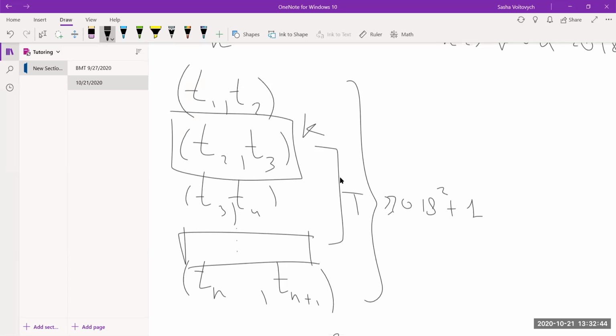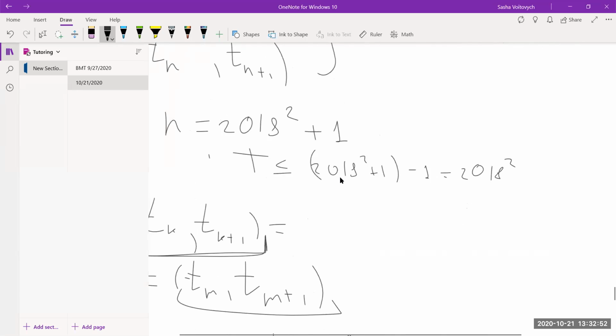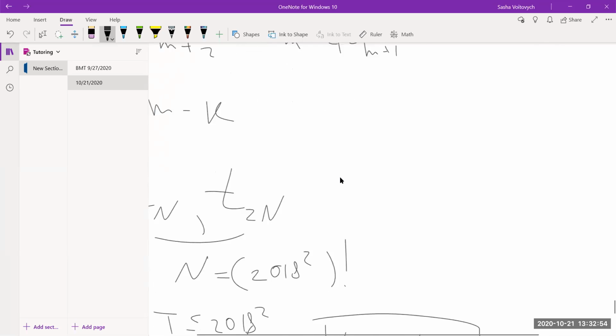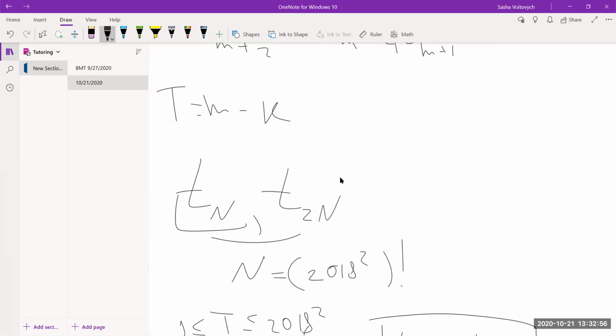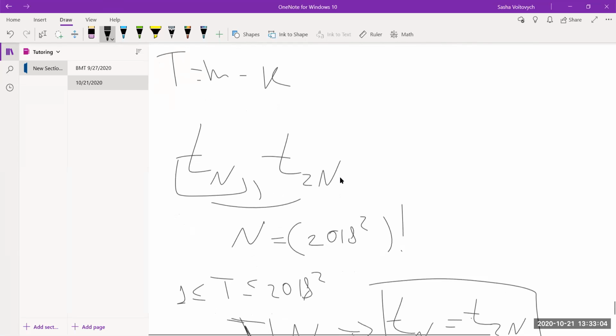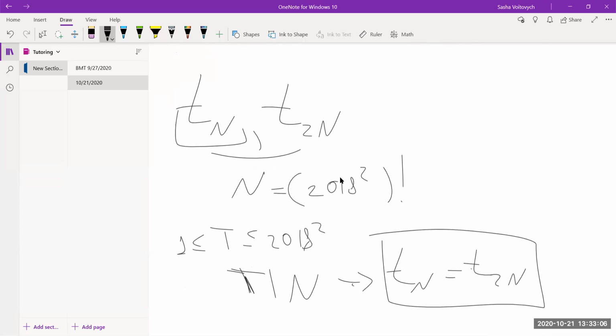Because if the sequence is periodic starting with the kth position, then k is less than 2018 squared. So this number, Tn, is definitely after the sequence started being periodic. So then Tn equals T2n.